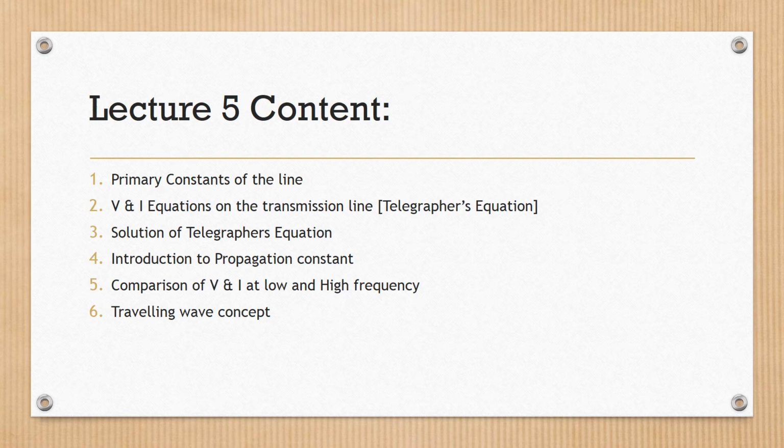Then we'll see that the telegrapher's equation is in the form of a differential equation, so we try to solve that differential equation to get its solution. Then we introduce a very special character, gamma, which we call the propagation constant. Now what is the importance or significance of that propagation constant in the transmission line? We're going to identify that in this lecture.